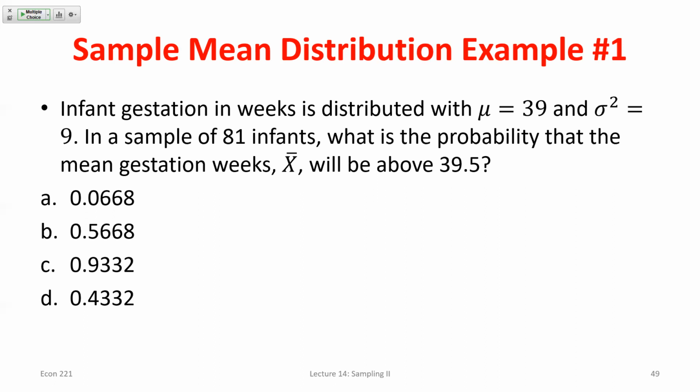So what I wanted was the probability that I see a sample mean of 39.5 or greater. Right away, I know this probability has to be less than what value? Yeah, the area to the right of the mean is 0.5. I'm looking at a value that's above the mean, so the area to the right of that will be something smaller than 0.5.